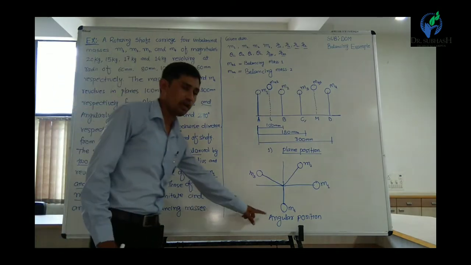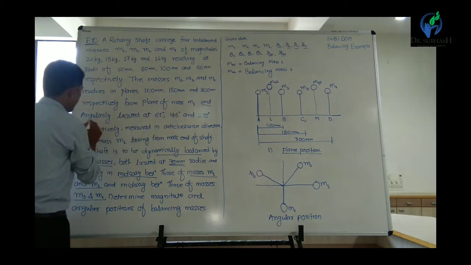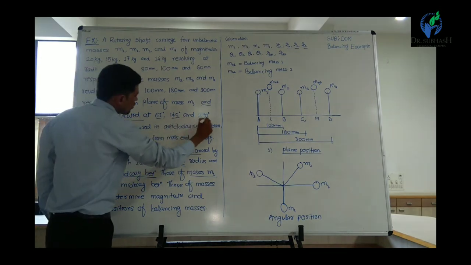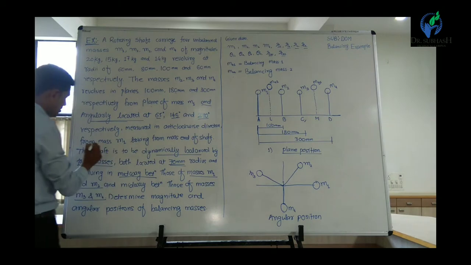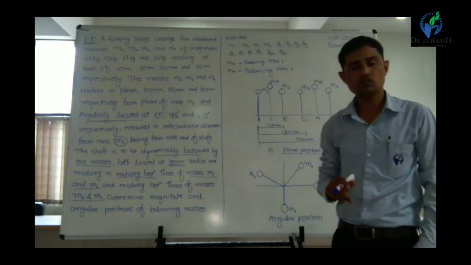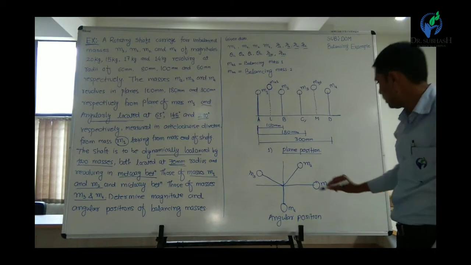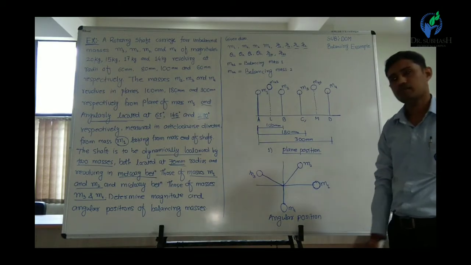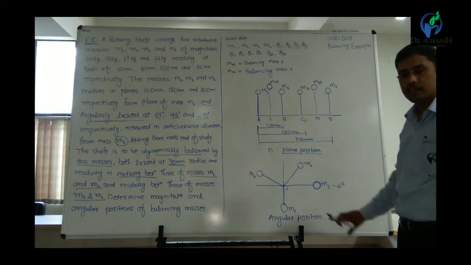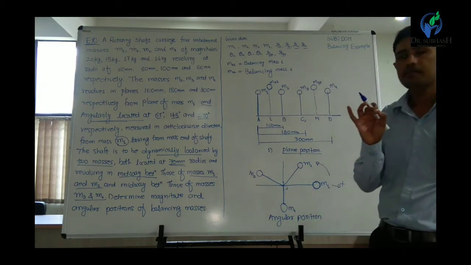Now angular position. Here the angular position is given. The masses M1, M2, M3 and M4 are angularly located at 65 degree, 145 degree, 270 degree respectively, measured in anti-clockwise direction from the mass M1. So the angular positions of M2, M3 and M4 are given from the angular position of mass M1. First of all, let us consider the mass M1 located at 0 degree, along OX, the initial position of mass M1 in anti-clockwise direction.